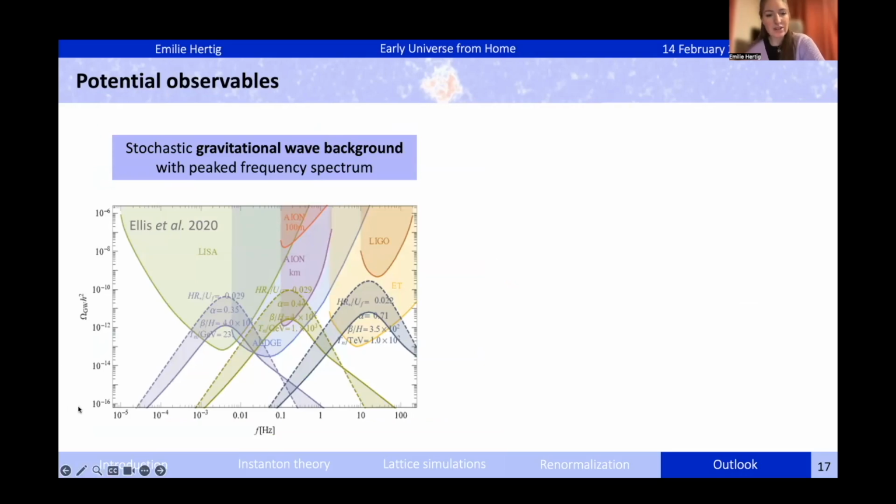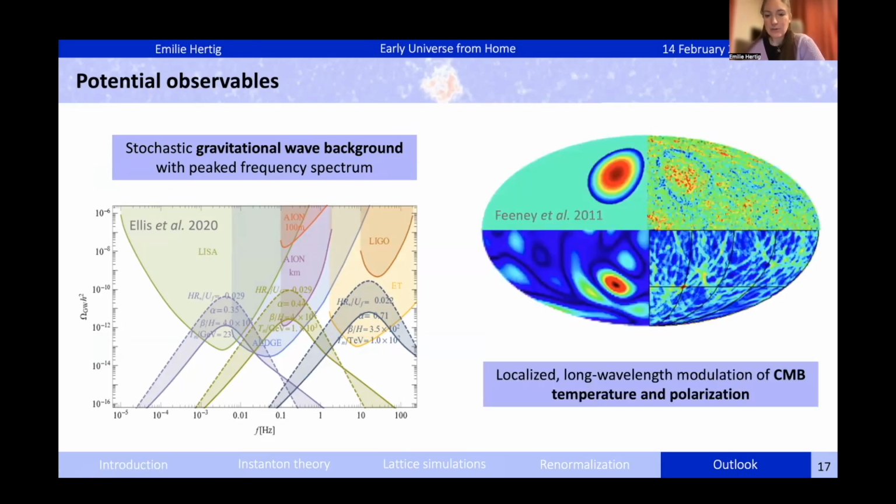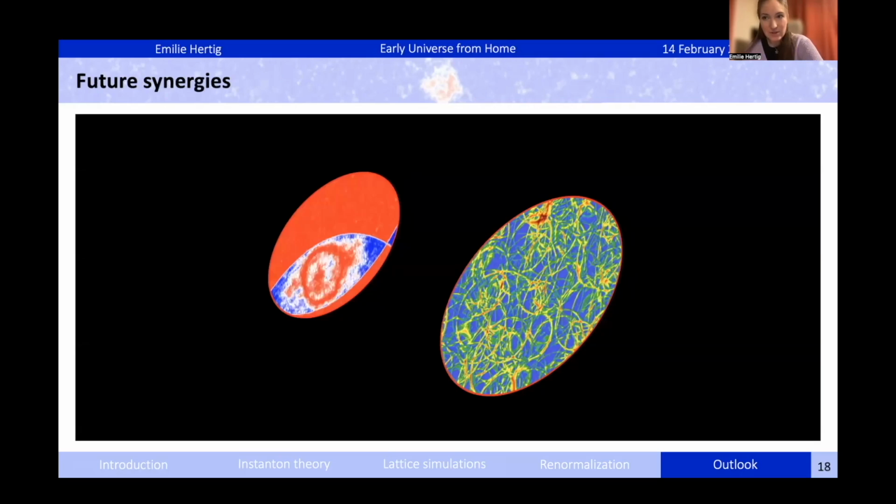There have been some predictions for gravitational waves emitted in thermal phase transitions, like in electroweak baryogenesis, not so much in the vacuum case that would be relevant, for example, for eternal inflation. And effects such as bubble clustering might be key to understanding the shape of that spectrum and the energy scale of it. There can also be signatures of bubble collisions in the CMB. These would be in the form of localized long wavelength modulations of CMB temperature and polarizations. And these are all very exciting prospects and future synergies with upcoming cosmological observations.